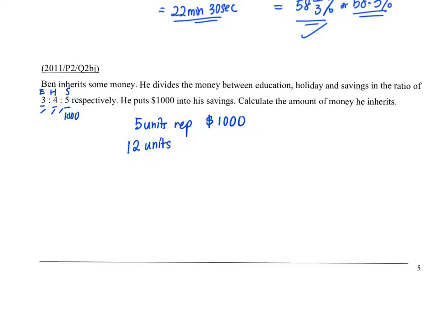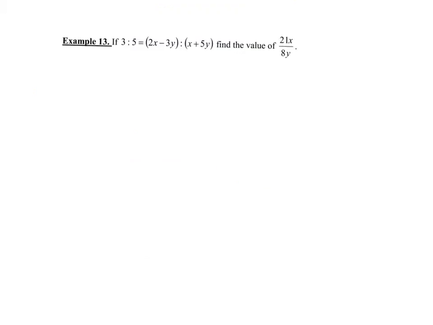So how do you work this out? I want a total of 12 out of 5 times 1,000, so it represents 12 over 5 times 1,000 to give you the number. So therefore the amount of money he inherits will be $2,400. Have you gotten the answer? Next part of the question.